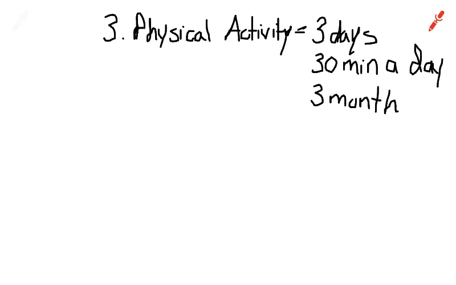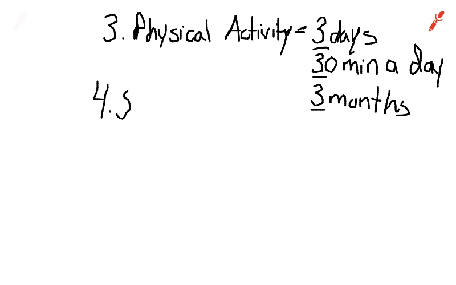So this is very simple how I memorize this. I just remember 3, 3, 3, or just 3. As long as you're active 3 times a week for 30 minutes a day for at least 3 months, that means you're not at risk. Now, if you're anything below this, that means you have one risk factor for physical activity.